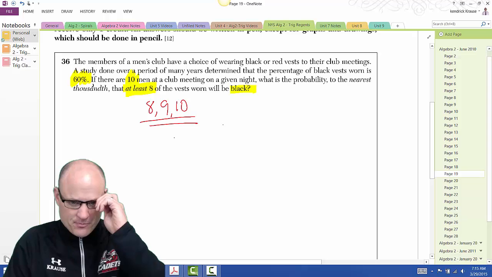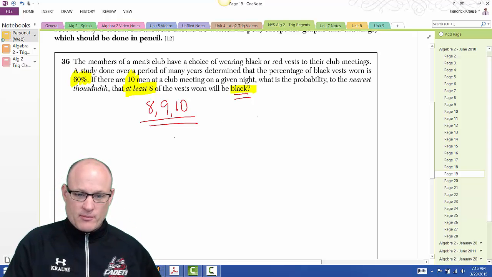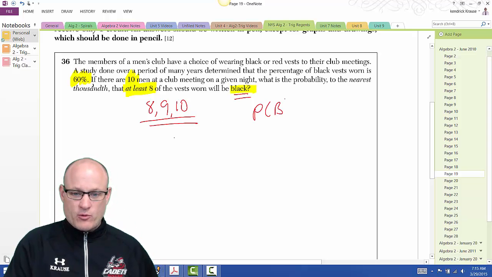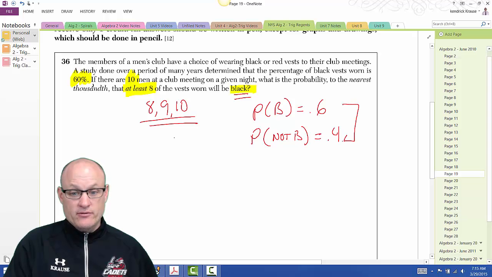8, 9, or 10. We want to make sure that they're wearing black, and we know that the probability of wearing black is 0.6. So the probability of not wearing black is 0.4. You need both of these. They're both very important. All right, so let's get moving.